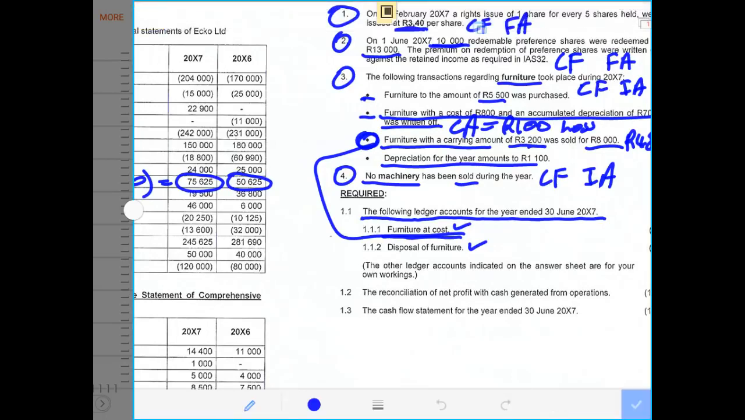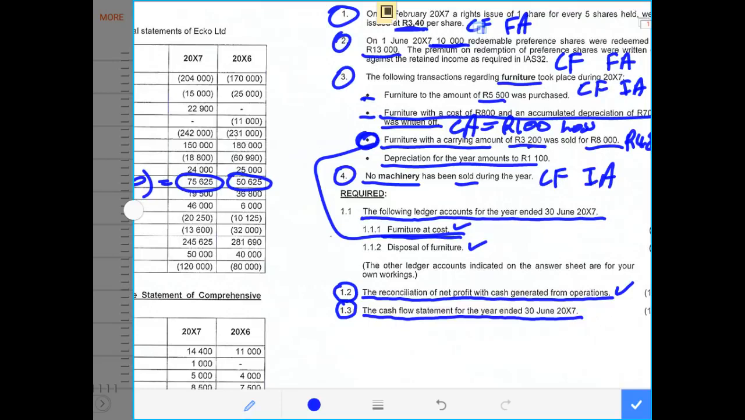Sorry for that. Then now the third requirement is requirement 1.2, where we are required to do the reconciliation of the net profit with the cash generated from operations. Then after, in 1.3, we are required to do the cash flow statement for the year end 30 June in the year 2007. And I will start with a note. Please bear with me.